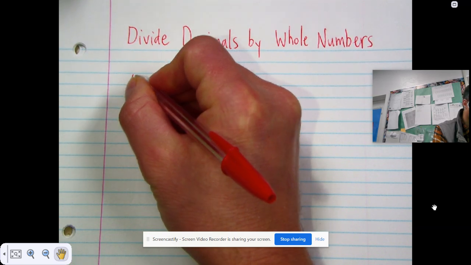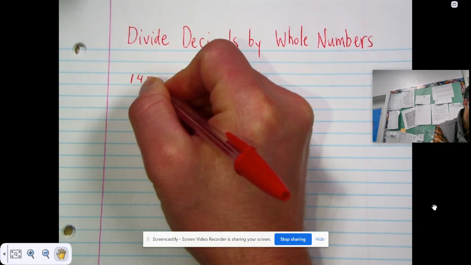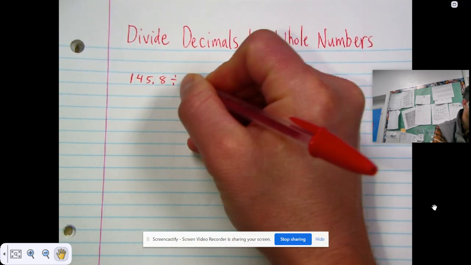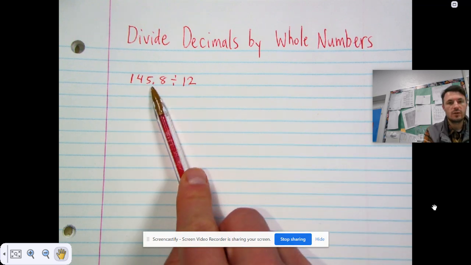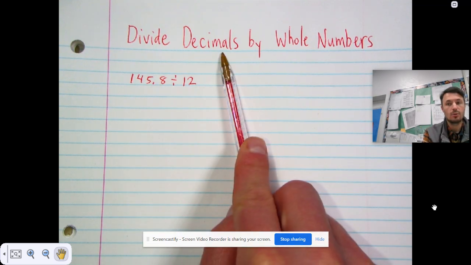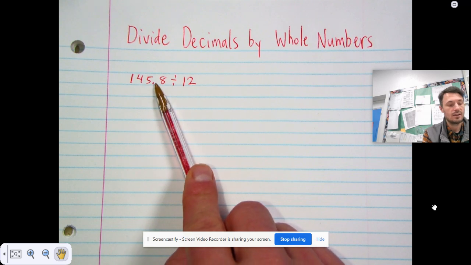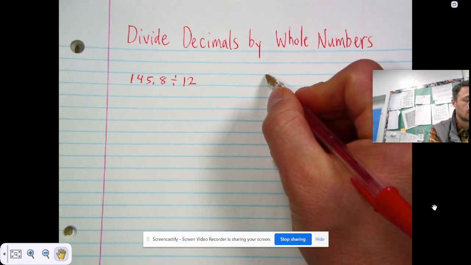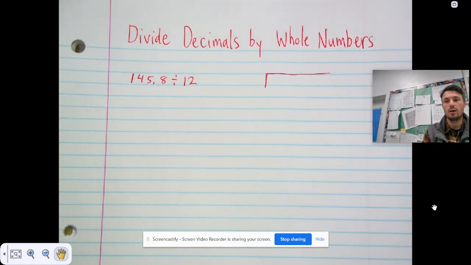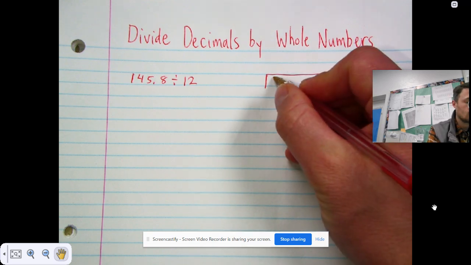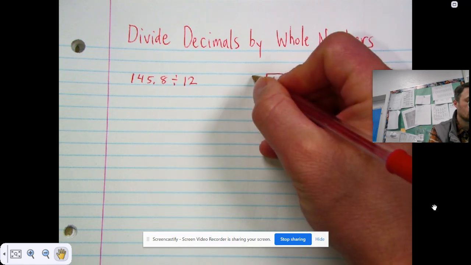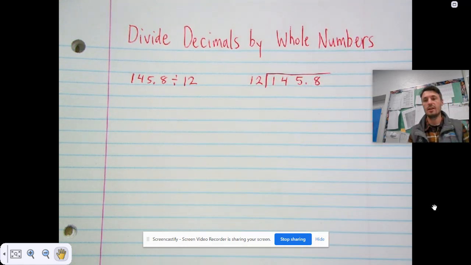It would be something like 145 and 8 tenths divided by 12. See, 145 and 8 tenths, that's the decimal number, and it's the dividend, divided by 12, the whole number. Okay, now to set this problem up correctly, we need to first build our long division house. The dividend, which is the decimal number, goes inside the house, and the divisor, which is the whole number, goes outside the house. We're going to take this step by step.